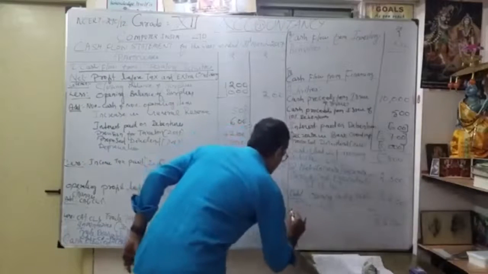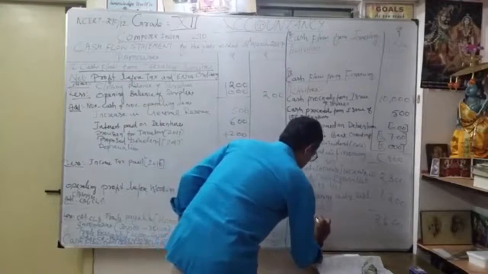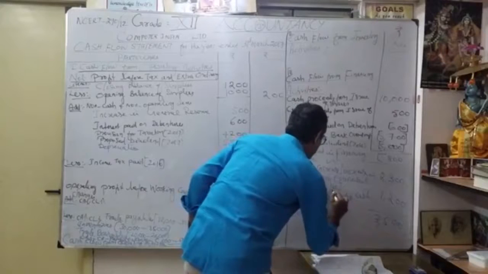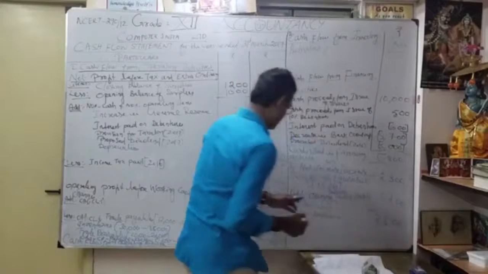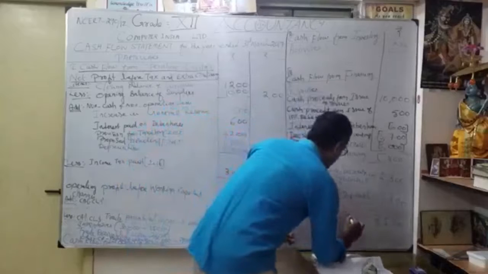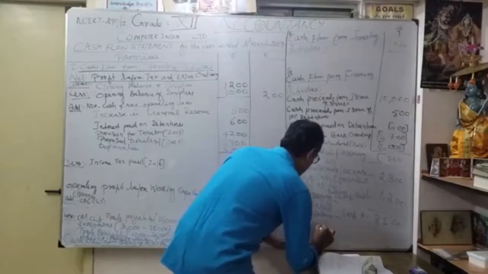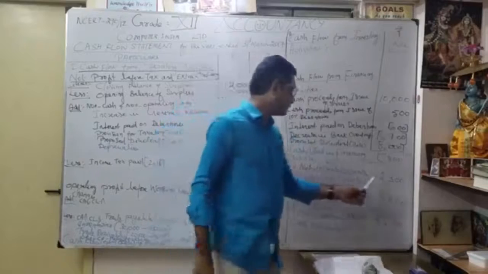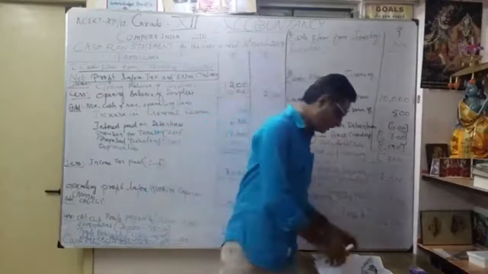3,500 is called what? Closing balance. This is the opening balance in cash and cash equivalents. Similarly, what will be our answer? 3,500, closing balance in cash and cash equivalents. Now you got it. How my opening cash 1,200 became now 3,500. Now see our book.